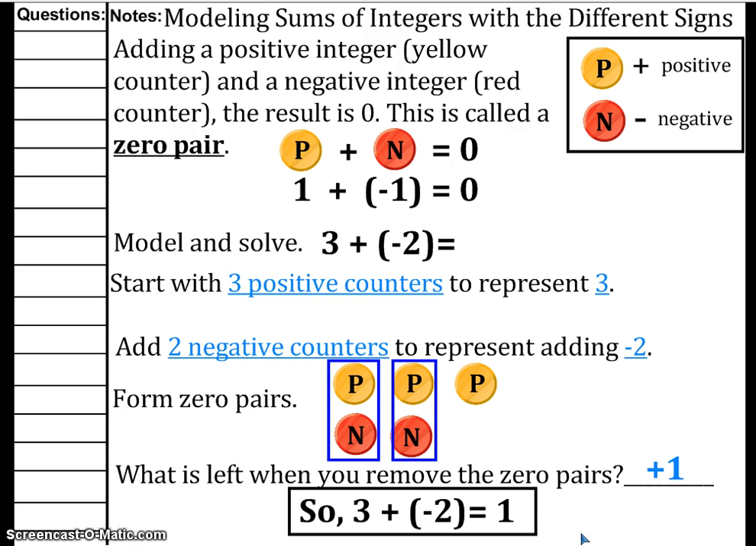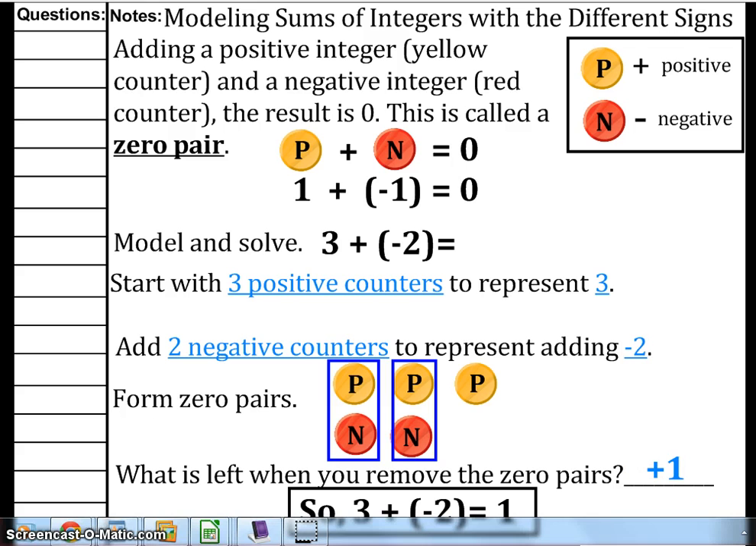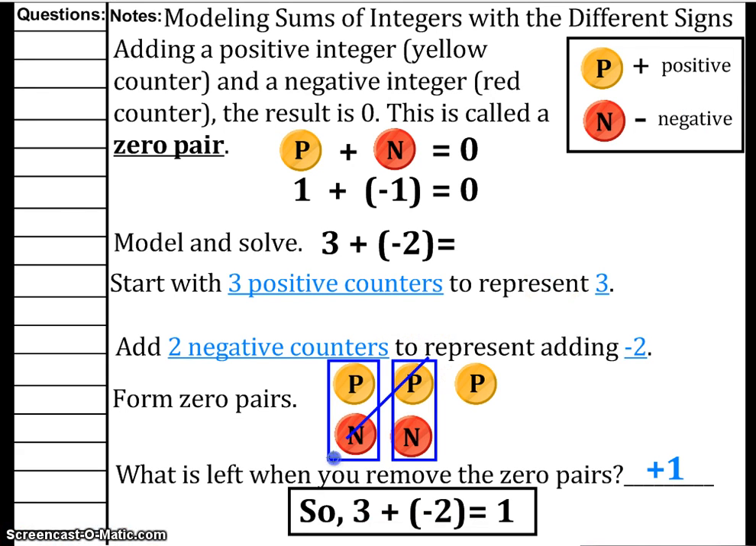Again, once you have a zero pair, they are now 0. So you can almost cancel them out. And then what you have left over, it will be your answer. Let's look at another model.